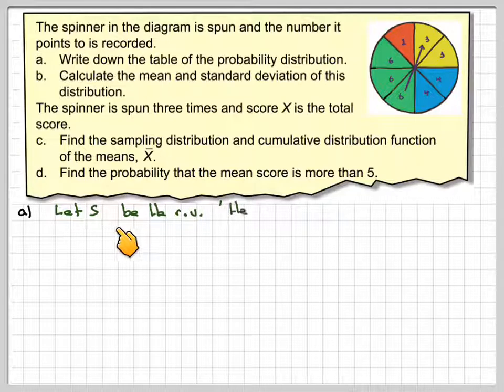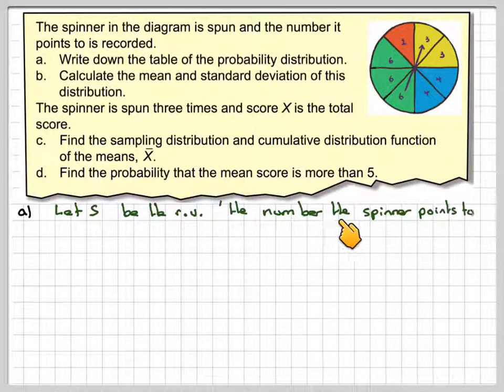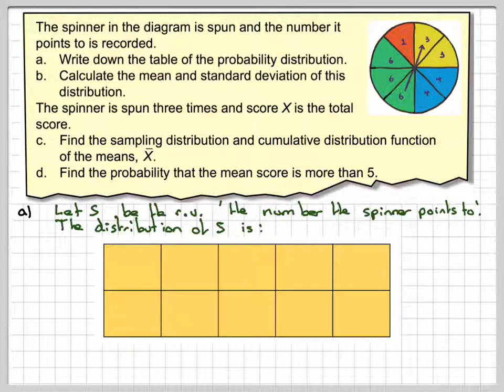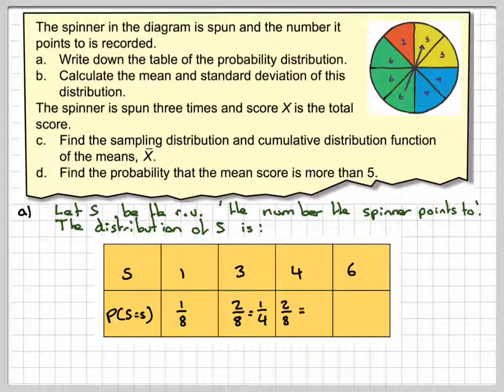Okay, so let S be the random variable, the number the spinner points to. We're just talking about one spin. The distribution of this: it can land on a 1, 3, 4 or 6, so we make a table. S can be 1, 3, 4 or 6. The probability that S is equal to 1: there are 8 sectors here, so it'll be 1 out of 8. A 3 will be 2 out of 8, which is 1 out of 4. A 4 will be 2 out of 8, and the 6 will be 3 out of 8.